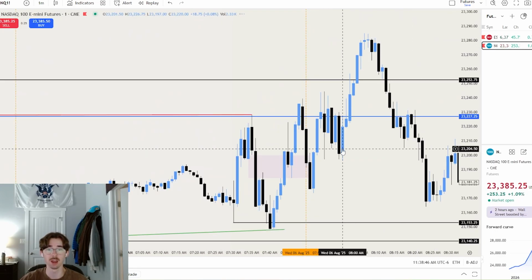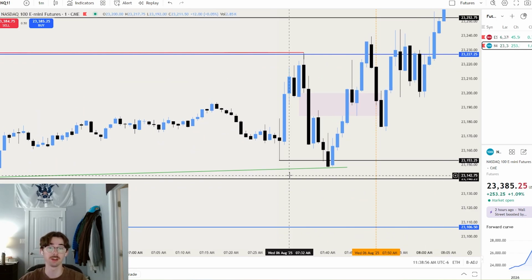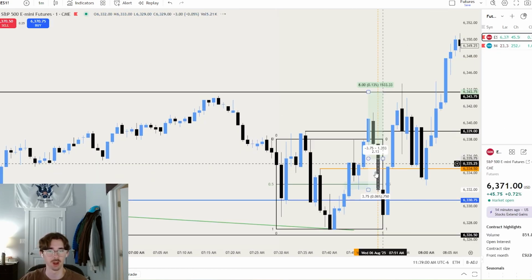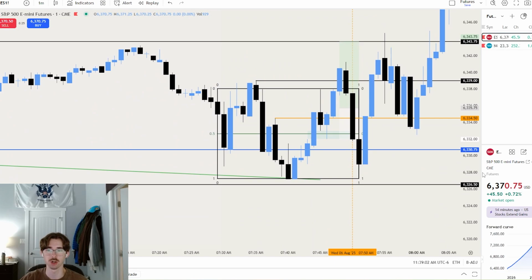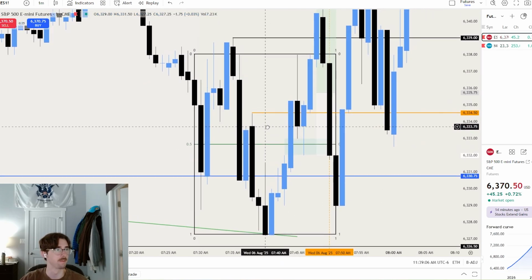There's a big SMT that was formed. That's just a difference in price between both NQ and ES. I wait for NQ to go fill these orders down here. Once that happens, I'm looking for entry. We got a break of structure off of this candle right here. So this blue candle right here.